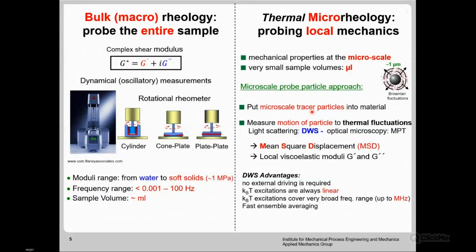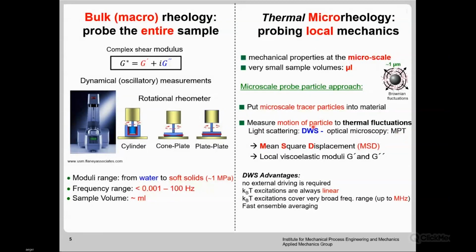What you measure in microrheology is the motion of these particles. You have two possibilities. You can measure it by light scattering, the so-called DWS technique, which I will talk about today. But you can also measure the displacement of the particles optically with a video camera. This is the so-called MPT technique, for multiple particle tracking, or also video particle tracking. But today we focus on DWS.